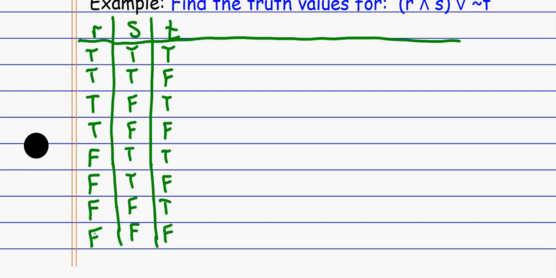Okay, so it's 4 trues, 4 falses. The next one, you go by 2s. True, true, false, false. True, true, false, false. And then the last one, you go by 1s. And if I had a 4th statement here, well, I could tack that on right over here. Maybe it was a Q.